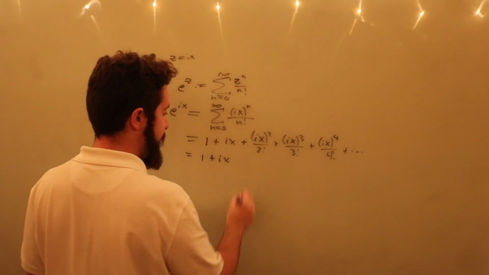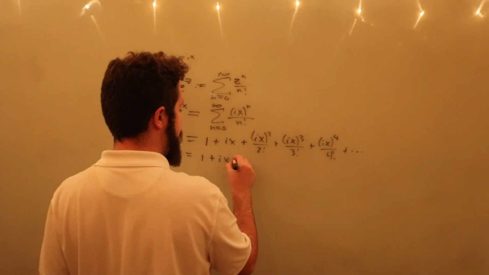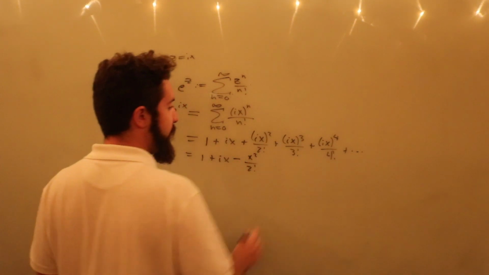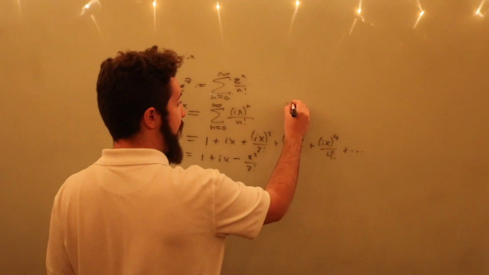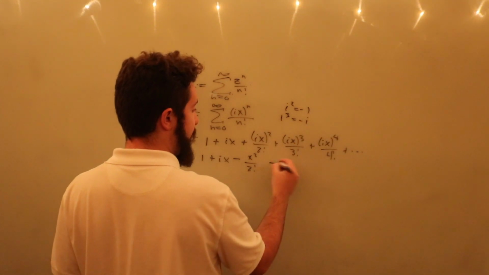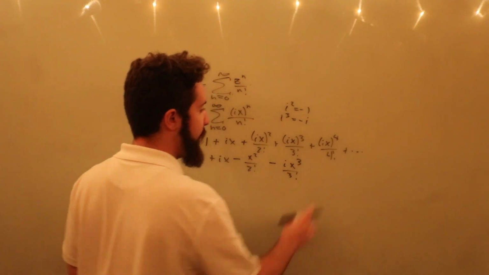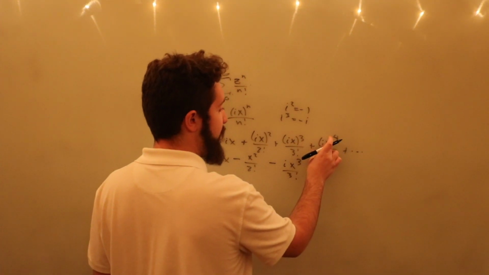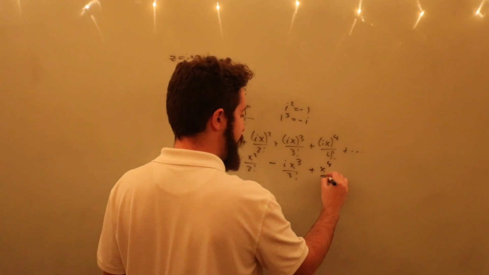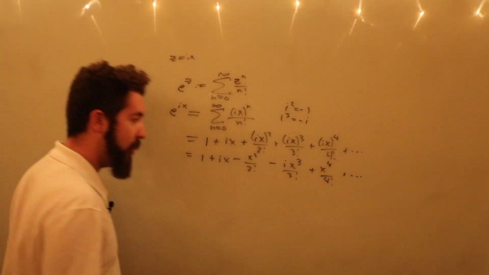1 plus ix plus, i squared is negative 1, so this is actually going to turn into minus x squared over 2 factorial. Similarly here, i squared equals negative 1, so that i cubed is negative i. So this is going to be minus ix cubed all over 3 factorial. We're going to get i squared times i squared, which is going to be positive 1, so plus x to the 4th over 4 factorial, and so on.